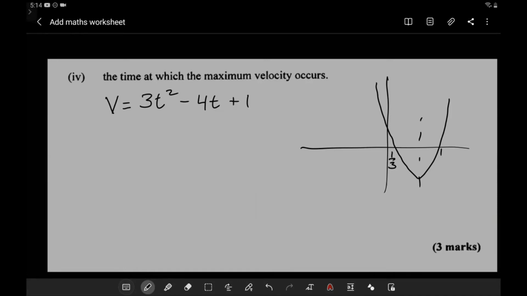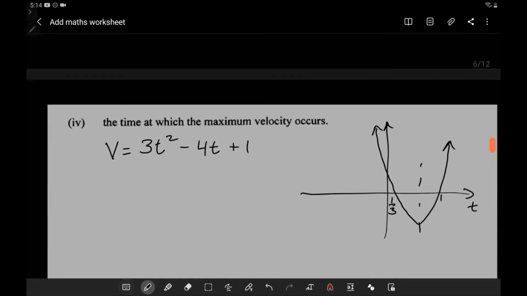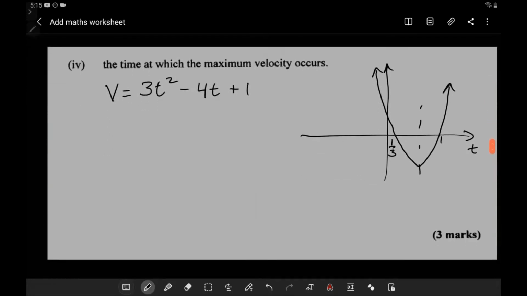If you were to check it, you could find that the minimum was at 2/3. So the minimum velocity is at 2/3, but the velocity actually increases as time increases. So this here, no maximum exists.